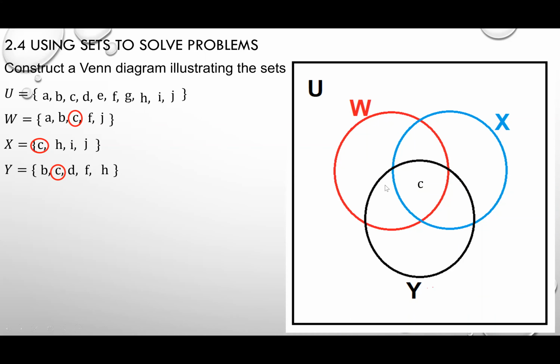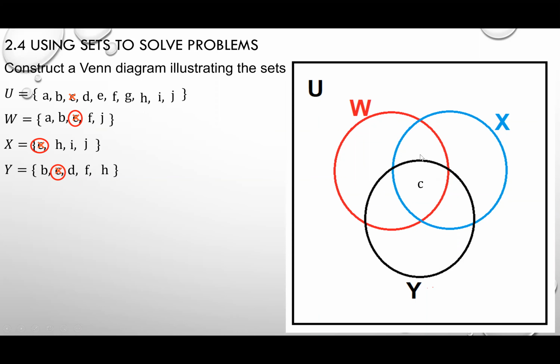C is the element that overlaps all 3 of them, which is, they are in the red circle, they're in the blue circle, and they're in the Y circle. So we're done with C. Like I mentioned earlier, once you use it, you don't want to use it again, right? Once you use it, you don't want to reuse it.